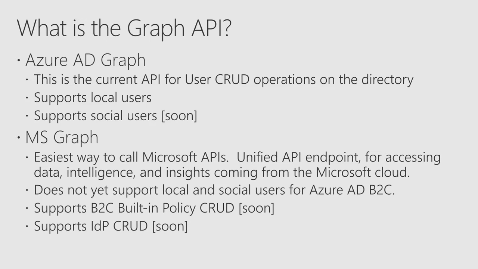So you'll see programmatic control of B2C built-in policies and programmatic control of the identity providers like Facebook and others showing up in the MS Graph. Since we have user create, read, update operations in AD Graph, we're not bringing that into MS Graph first. But as soon as we've completed this other work in MS Graph, you can expect that we will bring user management into the MS Graph as well.